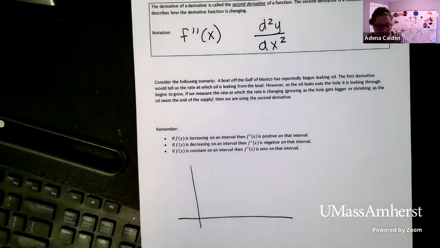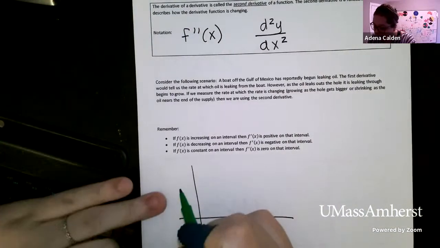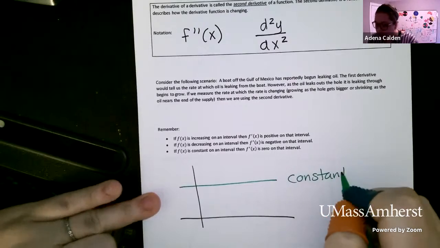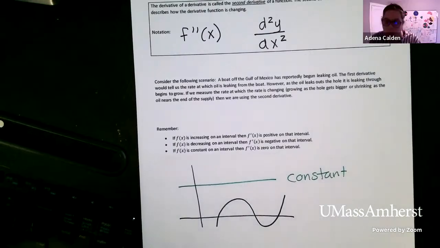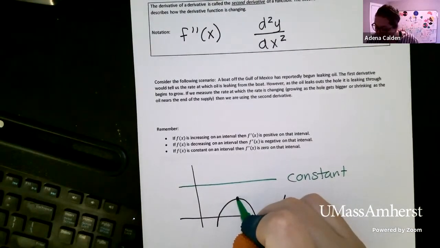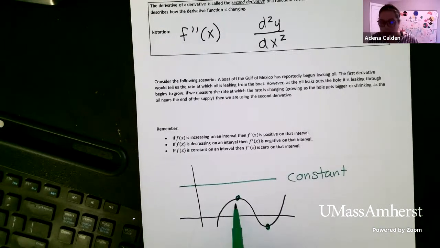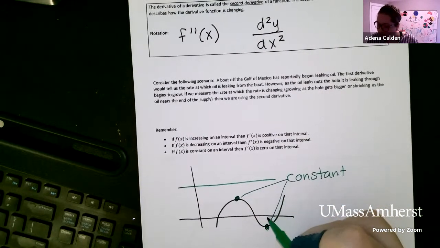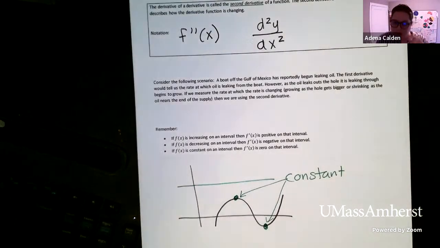So a constant function could be a horizontal line, right? This is constant. But it could also be the point where we change from increasing to decreasing or decreasing to increasing. The point where we change what we're doing is also considered constant. Okay, so when we talk about being constant, those are the situations we are considering.